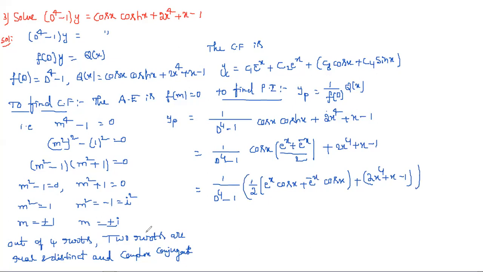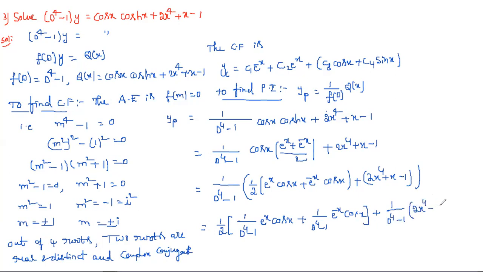Now we have to write this separately. So this is equal to 1/2 into, first one is 1/(D^4 - 1) e^x cos x. And next, second one, 1/(D^4 - 1) e^(-x) cos x. And next, plus, this is the remaining one, 1/(D^4 - 1) (2x^4 + x - 1). So this is the one we got after simplifying that.